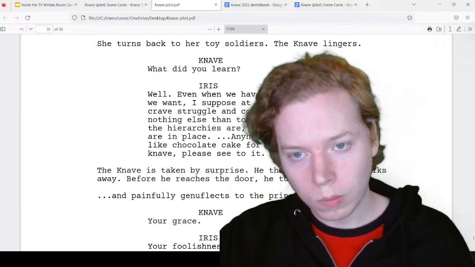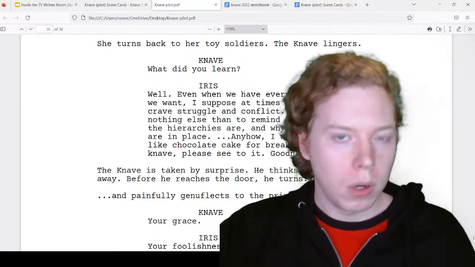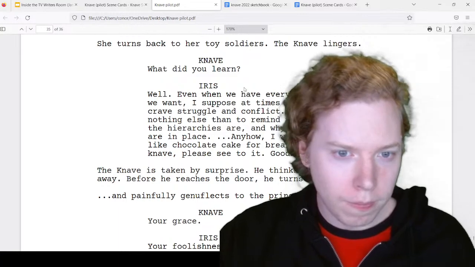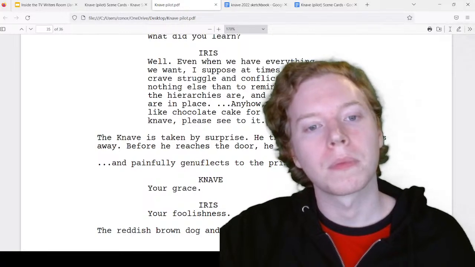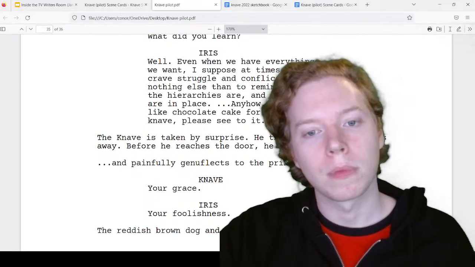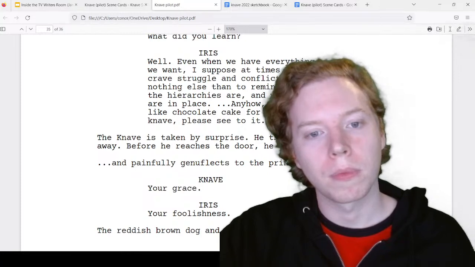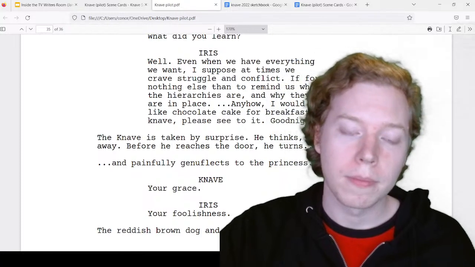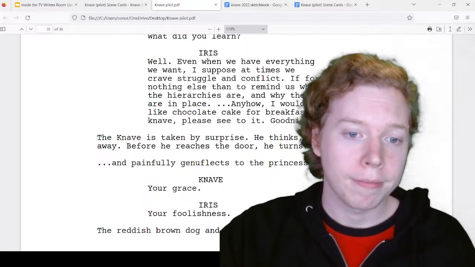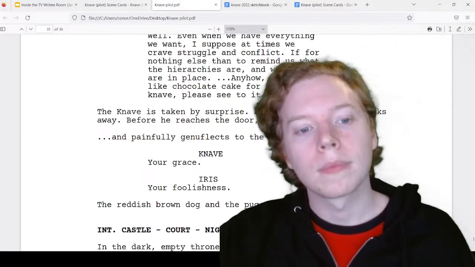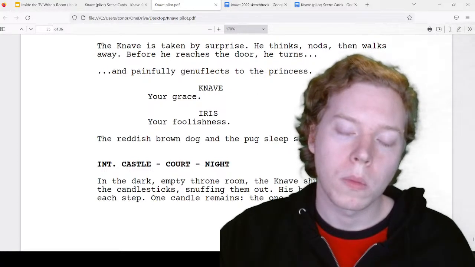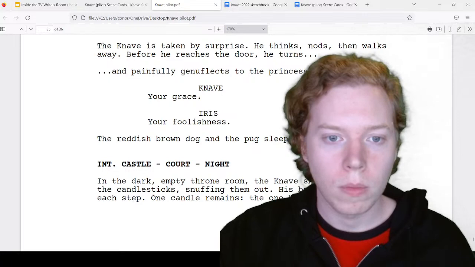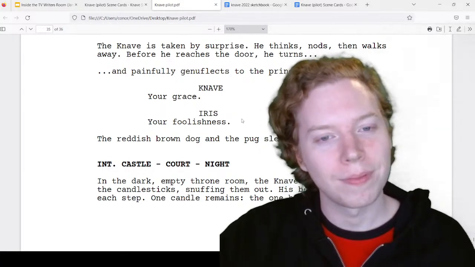She turns back to her toy soldiers. The knave lingers. What did you learn? Well, even when we have everything we want, I suppose at times we crave struggle and conflict, if for nothing else than to remind us what the hierarchies are and why they are in place. Anyhow, I would like chocolate cake for breakfast, knave. Please see to it. Good night. The knave is taken by surprise. He thinks, nods, then walks away. Before he reaches the door, he turns and painfully genuflects to the princess. Your Grace. Your foolishness.